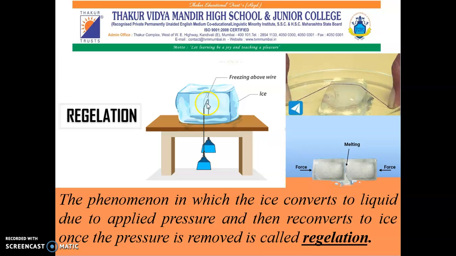The phenomenon in which the ice converts to liquid due to the applied pressure and then reconverts to ice once again when the pressure is removed is called regelation. The melting point of the ice becomes lower than 0 degrees Celsius due to the pressure. This means that at 0 degrees Celsius, the ice gets converted into water. As soon as the pressure is removed, the melting point is restored to 0 degrees Celsius and the water gets converted into ice again.